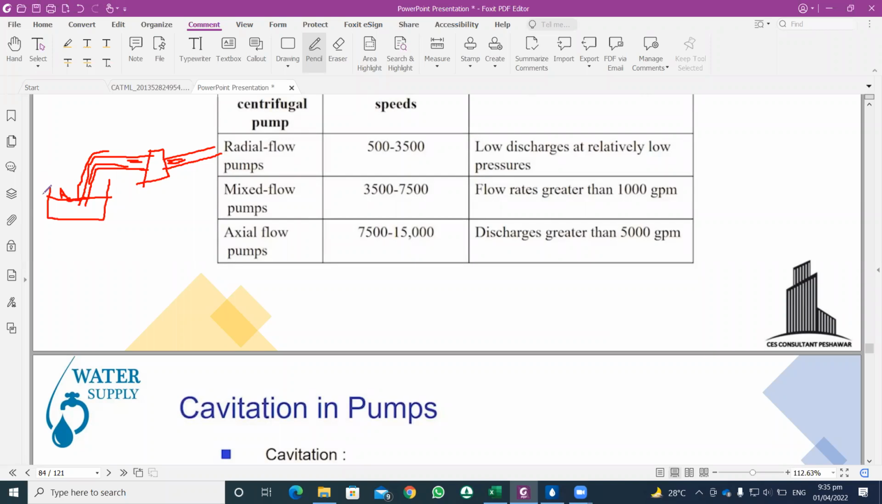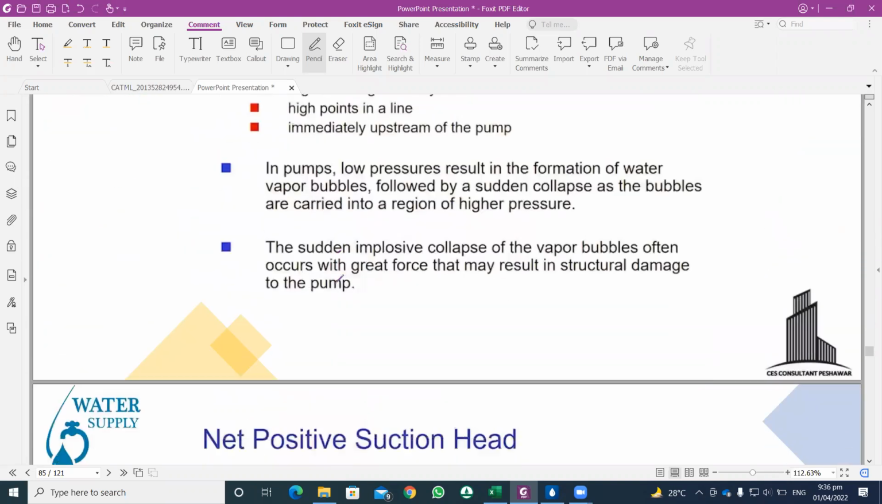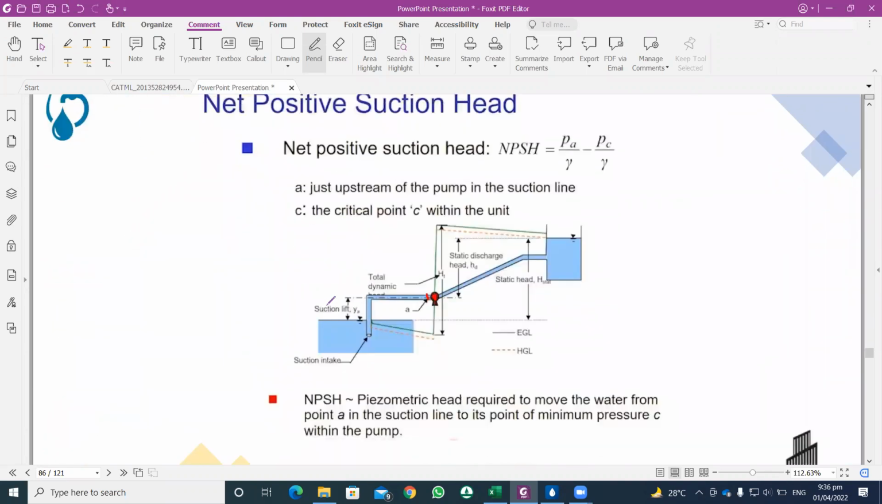For example, if the NPSH, the suction lift, is about 1 meter, and you have placed the pump at about 1.2 meters, it will cause cavitation. And cavitation is basically controlled by the net positive suction head. So this should be controlled.